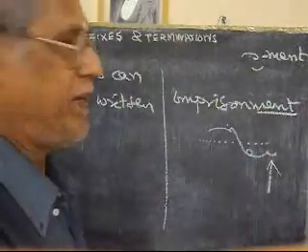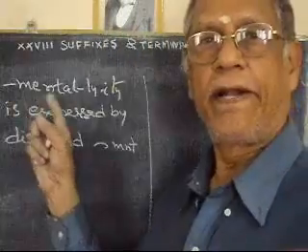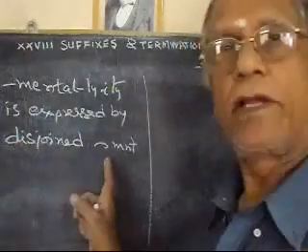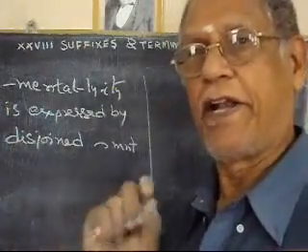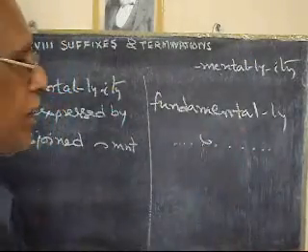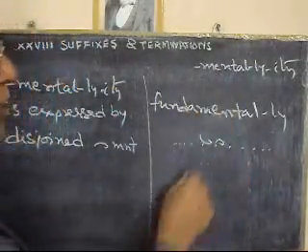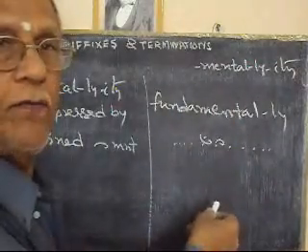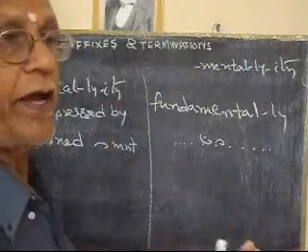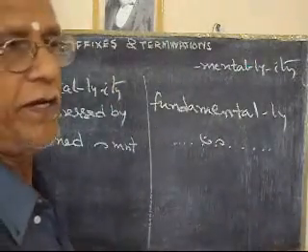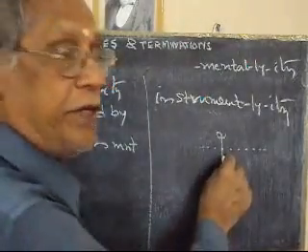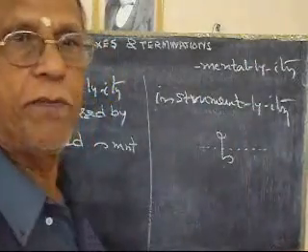Another suffix, -mental, mentally, mentality, is expressed by disjoined M hard N hook. Disjoined ment. Fundamental, fundamentally. See? You write fund here. You will have to fix the suitable word according to the context in the sentence. Instrument, instrumentally, instrumentality.